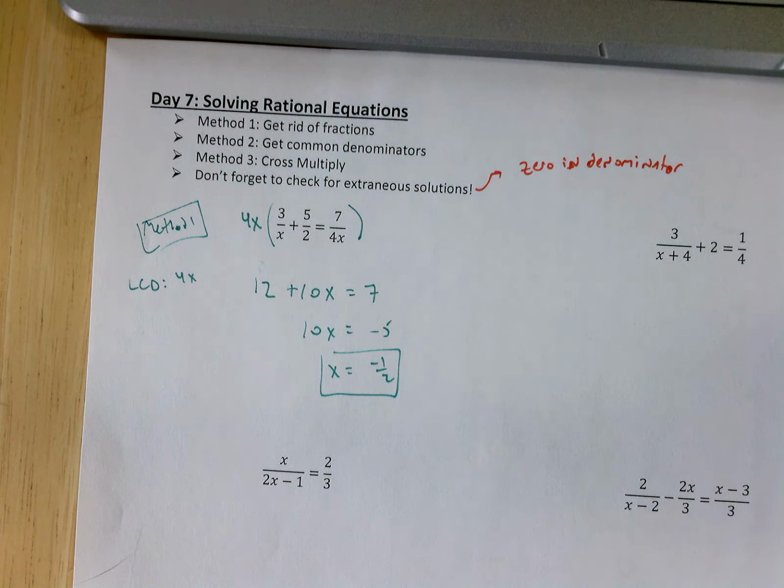All right, so now let's look at method 2. It's pretty similar. We're going to start by figuring out our LCD. I'm going to stick a 1 under this just so everything's fractions. And in this case, my least common denominator would be 4 times x plus 4. I'm not going to actually multiply it out. I'm going to leave it in that factored form.